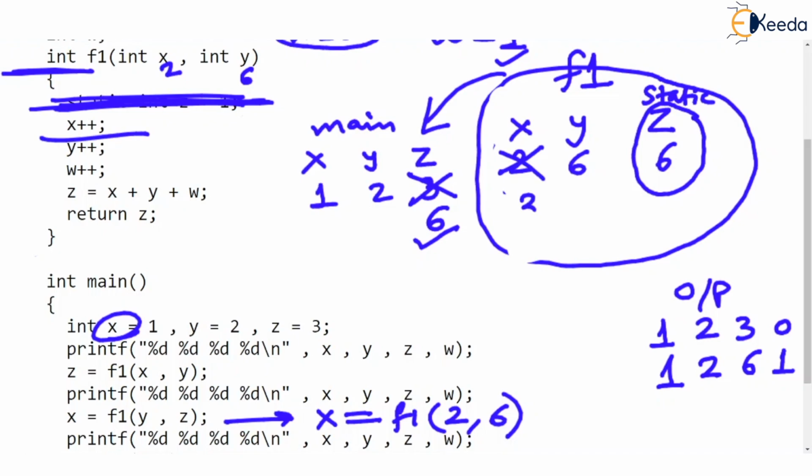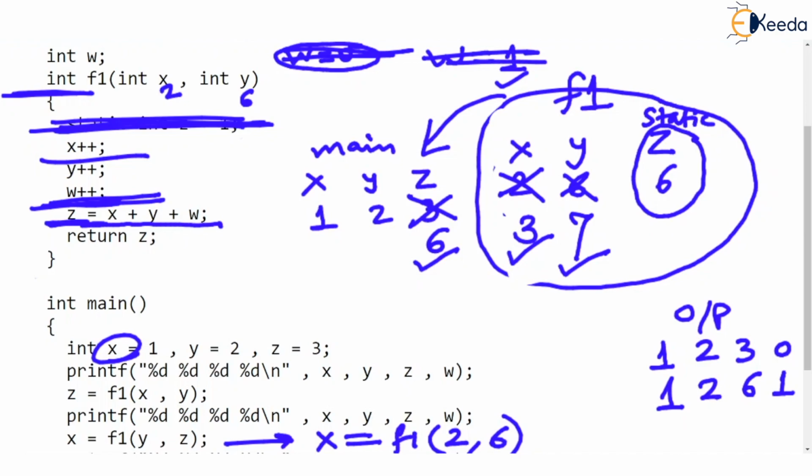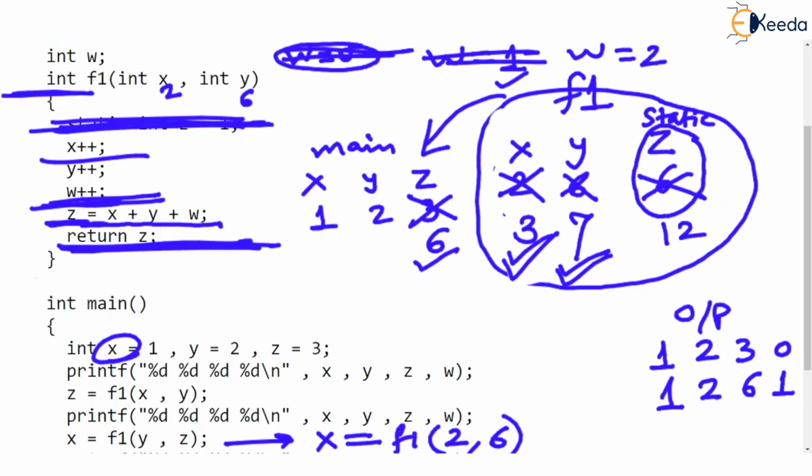Okay. Next line is X plus plus. So X of F1 becomes 3, then Y plus plus, Y of F1 becomes 7, and then static Z, isn't it? We are in F1 function. So static Z becomes X, that is 3, plus Y, that is 7, plus global W. Oh, I forgot to increase global W. I am so sorry. There was W plus plus here. So W, which was 1, now becomes 2. So 3 plus 7, 10 plus 2. So this static Z will become 12. And we are returning Z, check.